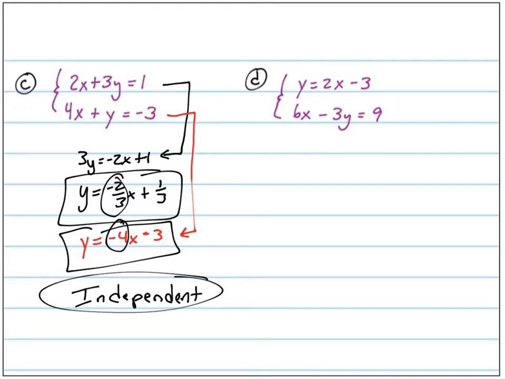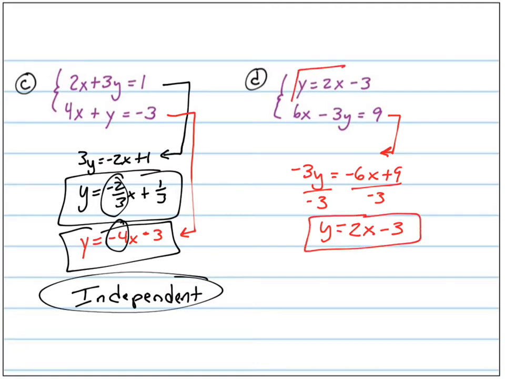All right, last one here. We've got y equals 2x minus 3 already ready for us. That's good. But this one needs to be rewritten into slope-intercept form. To do that, we'll start by subtracting the 6x. So negative 3y equals negative 6x plus 9. Divide by negative 3. And so y equals 2x minus 3.